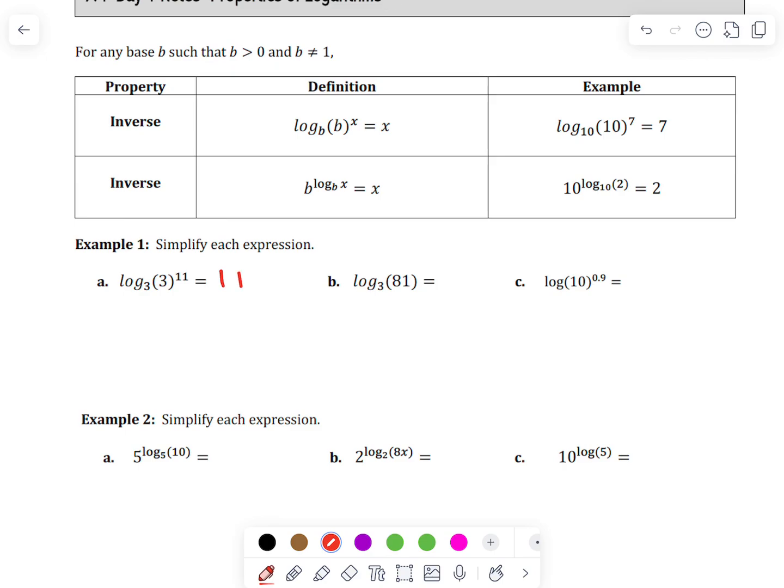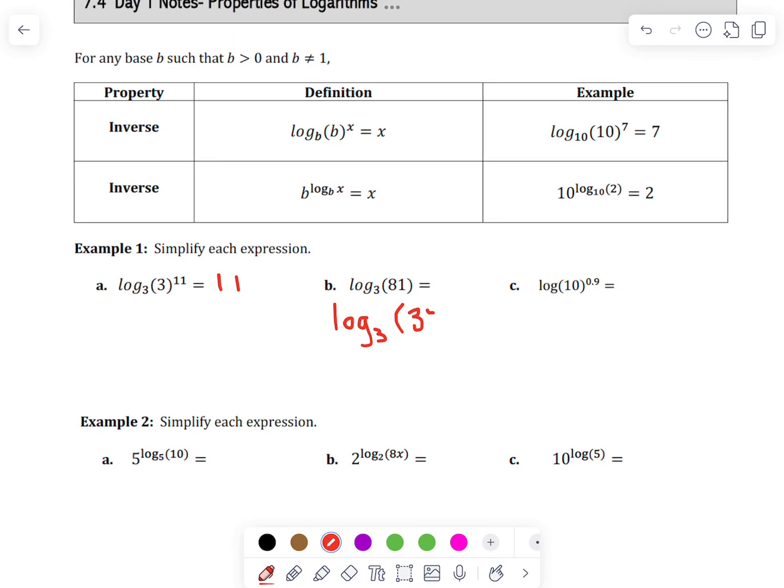Second one, a little harder to tell because 81 is not showing right now as an exponential, but we can change that 81 to a base 3. So log base 3, and then 81 can be written as 3 to the 4th power. So what we're left with then is 4.